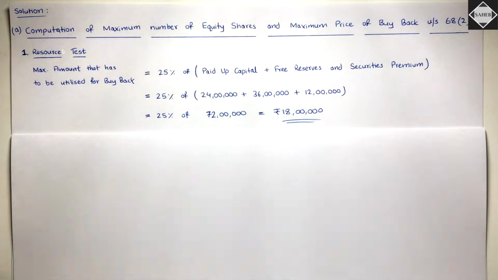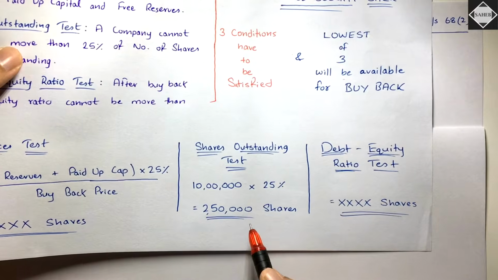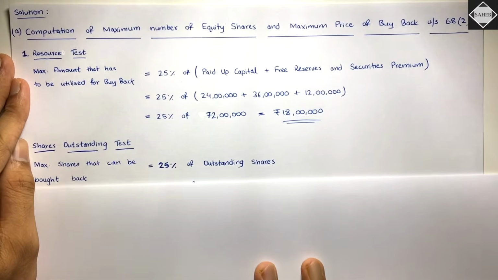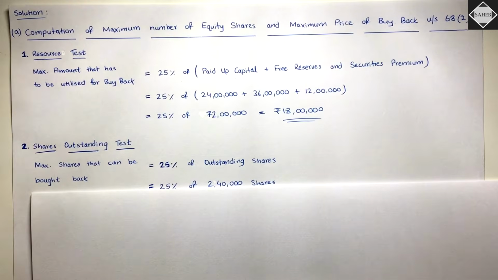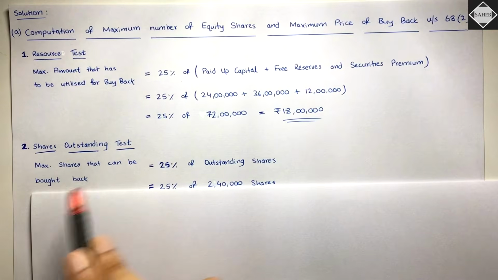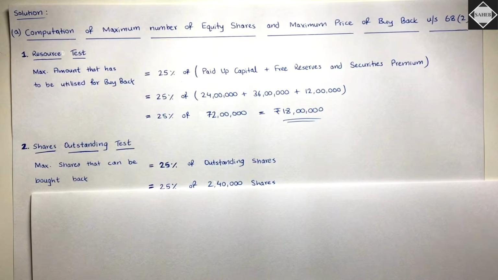Fine, we'll move on to the shares outstanding test. Here directly we'll get the number of shares. Just see how simple it is. Okay, let's move on to shares outstanding test. Now in shares outstanding test, what happened? The test directly tells you how many maximum shares you can buy back. That's equal to 25% of the outstanding shares.